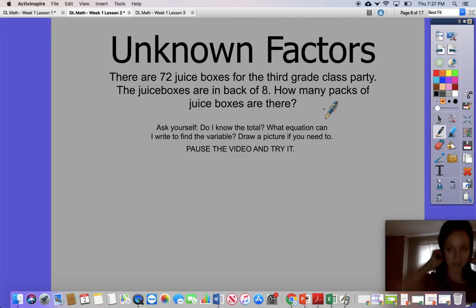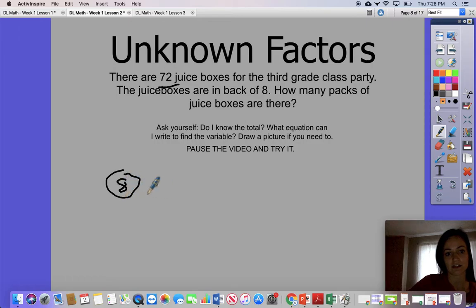All right, welcome back. Let's try it. Okay, so do I know the total? Yes, because it says that there's 72 juice boxes, and then they were broken up into groups of 8. So here's a group of 8. I got to keep going, right, until I get to 72. Here's the group of 8. Here's the group of 8, and I could keep going until I get to 72.